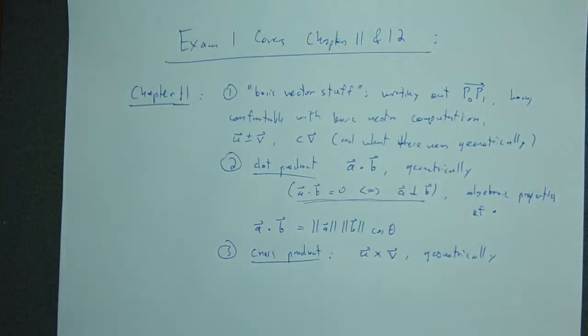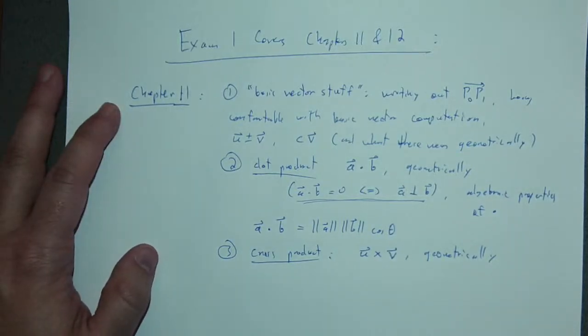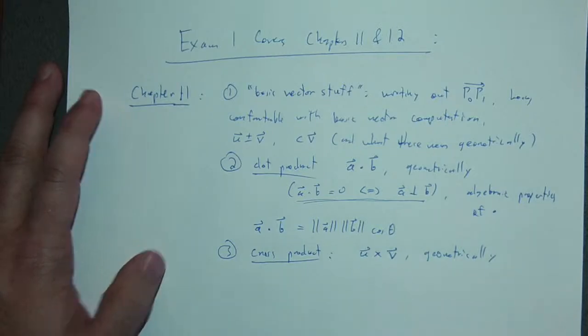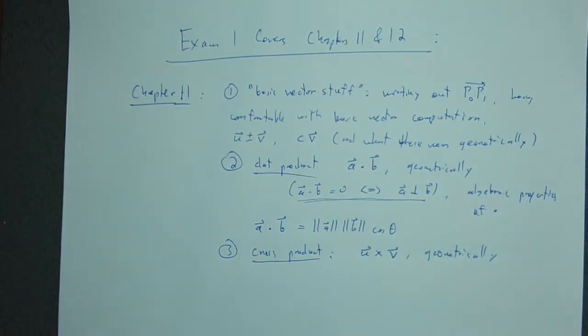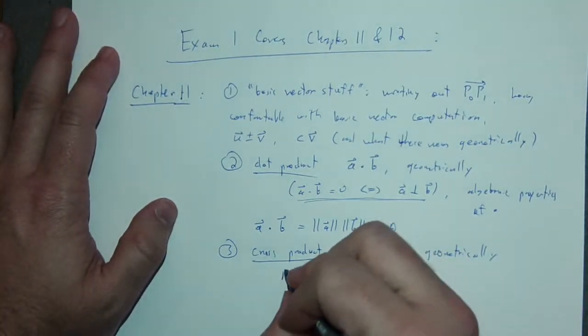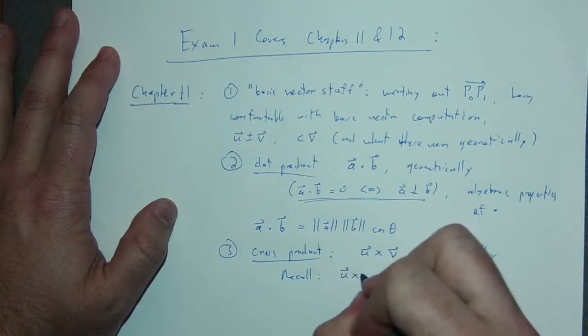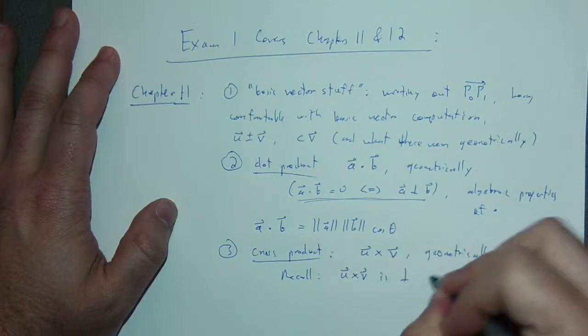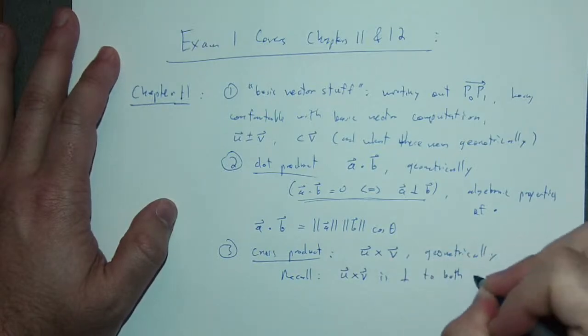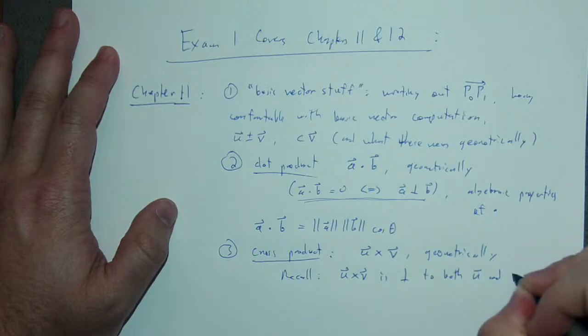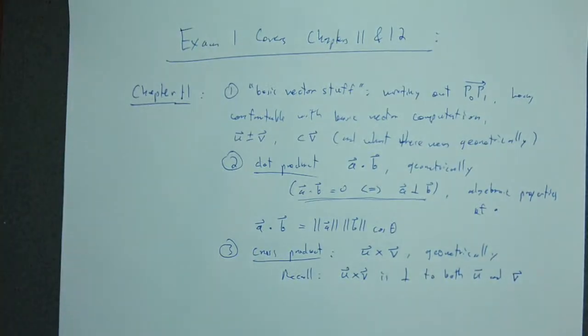Okay, so what's the main reason we compute the cross product in this course? This is to find a vector that's perpendicular to both u and v. Recall that u cross v is perpendicular to both u and v. That's the most important thing to remember about the cross product.